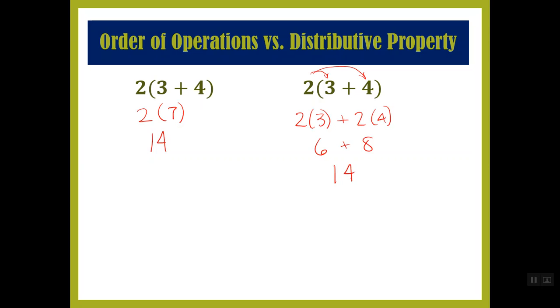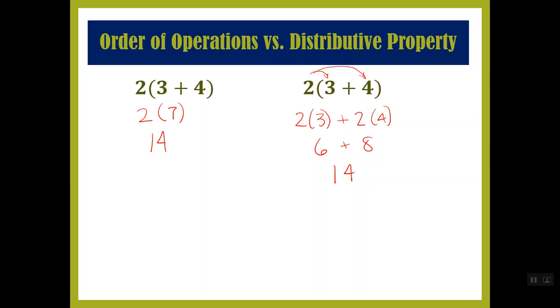So you can see that the distributive property, when I follow the procedure like I just described, gives the same result as doing the order of operations the normal way that we know. So why would I do it this second way? Well, I wouldn't if it ended up looking like this.